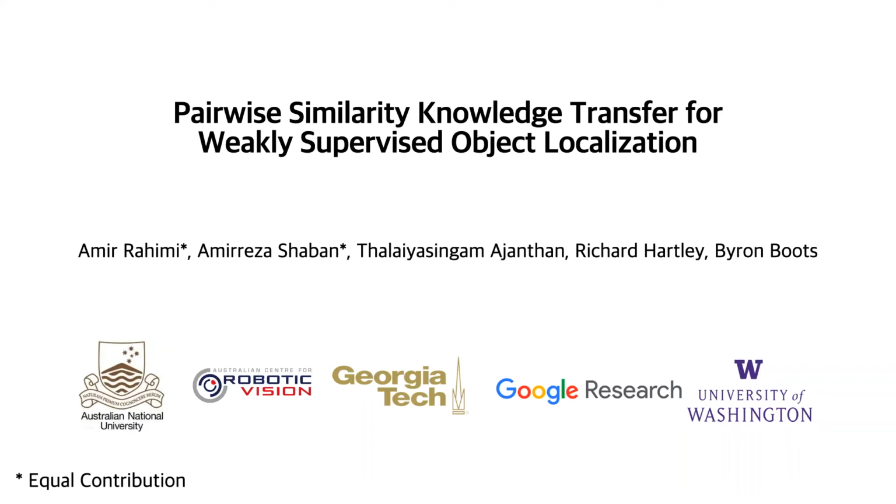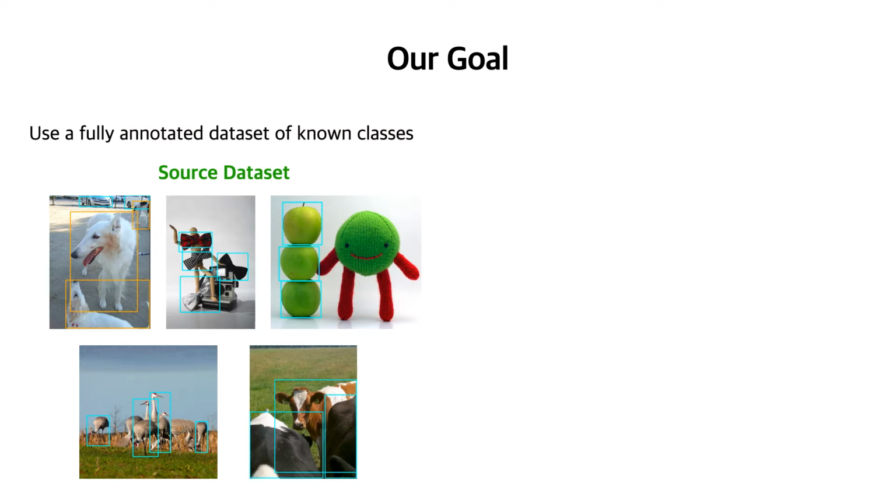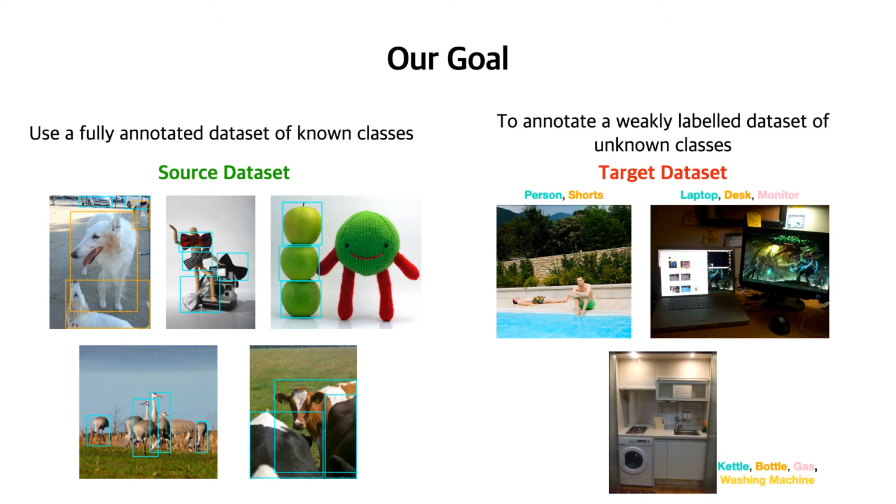Pairwise similarity knowledge transfer for weakly supervised object localization. Supervised object detection training requires tedious data annotation. In this paper, we use knowledge transfer from a source dataset with full bounding box annotations to annotate new classes in a target dataset with weakly labeled images.